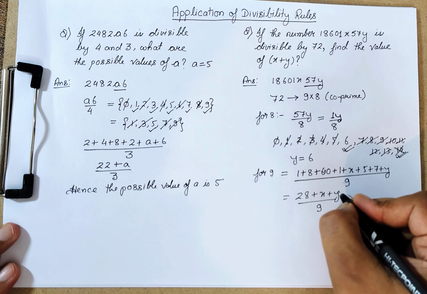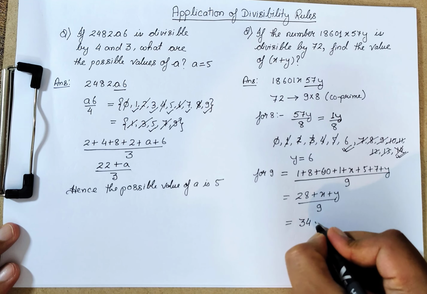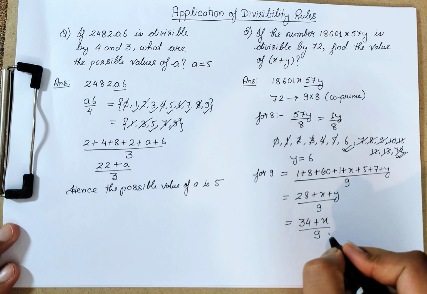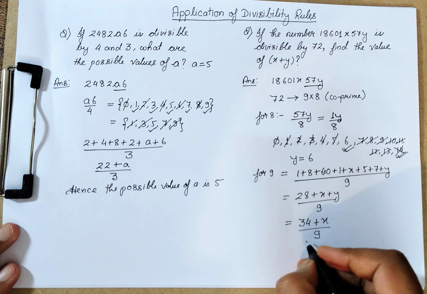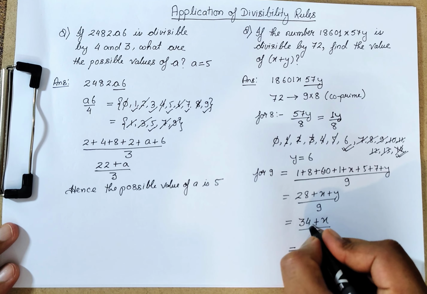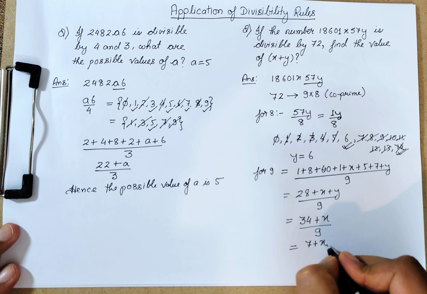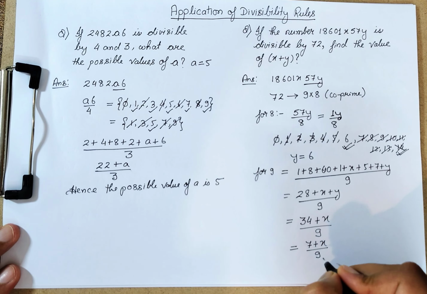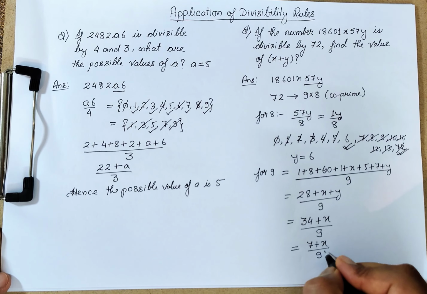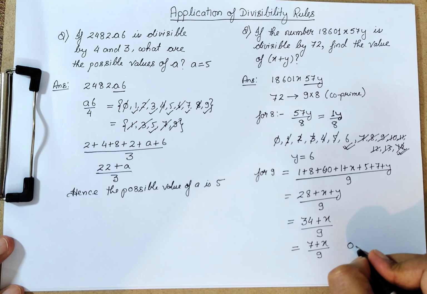Now substitute y with the value. So we get 34 plus x, which should be completely divisible by 9. So this also we can write 3 plus 4, that is 7. 7 plus x should be completely divisible by 9. Now let us see what all possible values x can take. So we can start with 0.